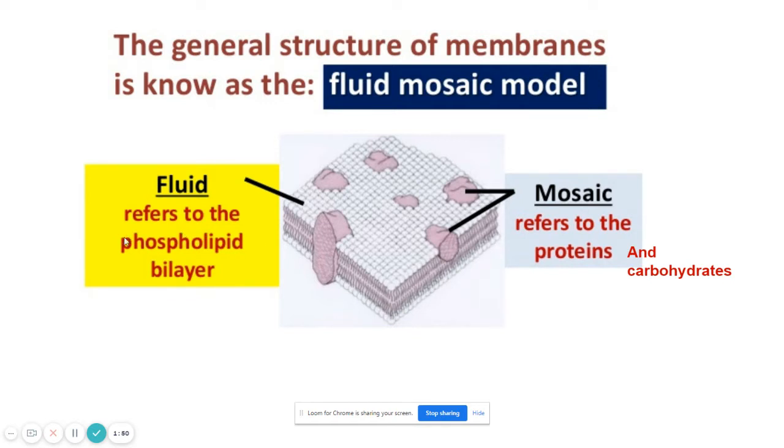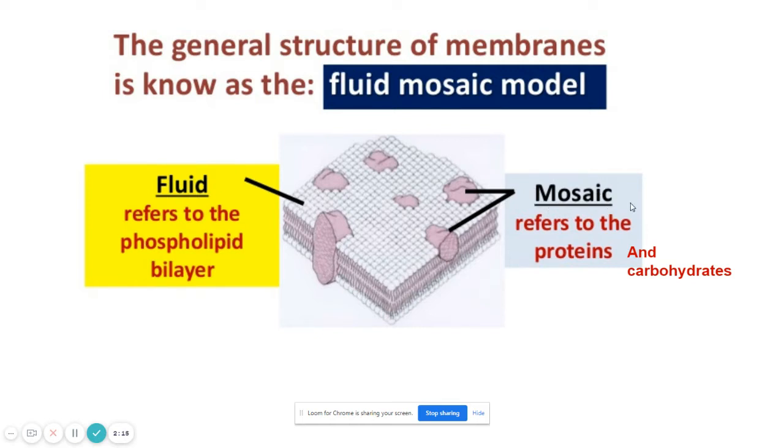One specific molecule that makes up the cell membrane, actually makes up the majority of the cell membrane, is the phospholipid molecule. So all of these molecules here in white, these are all the phospholipid molecules, and these phospholipid molecules are actually very motile. I mean, they're constantly moving, they're not rigid, and they're very flexible. So that is where the fluid part of the name comes from.